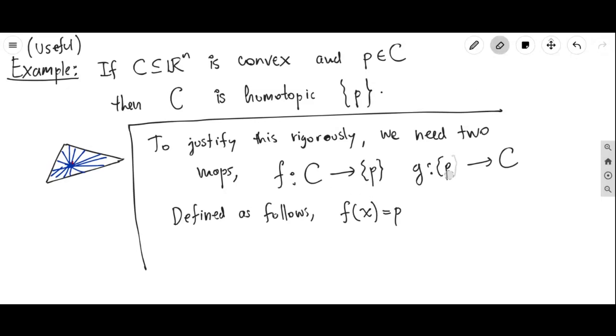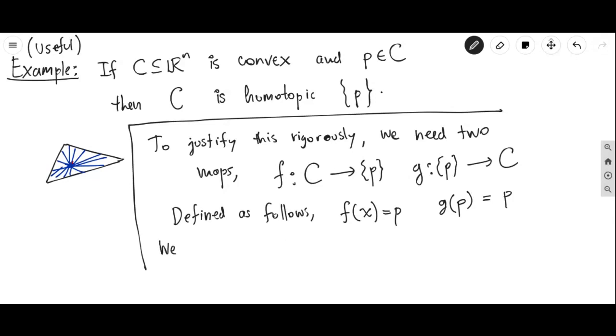And g is kind of the same idea. This is a single point, right? So g is only determined by what it does to a single point. So where do you map the point? It has to be in C. Well, you can really map it anywhere, but for convenience, let's just map it to P again. So this is sort of like the identity. So we need two maps, and this is the way we're going to define these two maps.